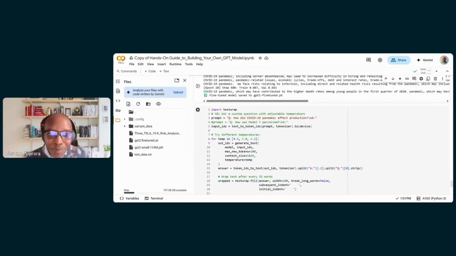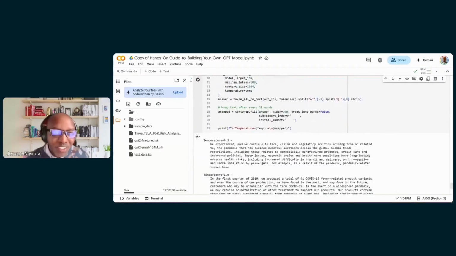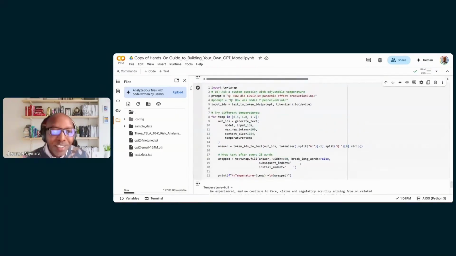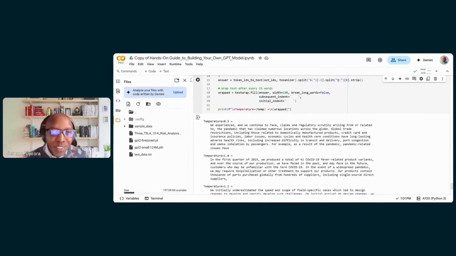How did the COVID pandemic affect production, right? So these are the original weights that we fine-tuned on our own 10K filings, and then we can run this to see if something starts to make sense. The temperature tells the model whether it should be creative or conservative in how it answers the questions. In this case, when I ask how did the COVID-19 pandemic affect production, I say we experience, we continue to face claims and regulatory, and this kind of stuff gives really coherent text.